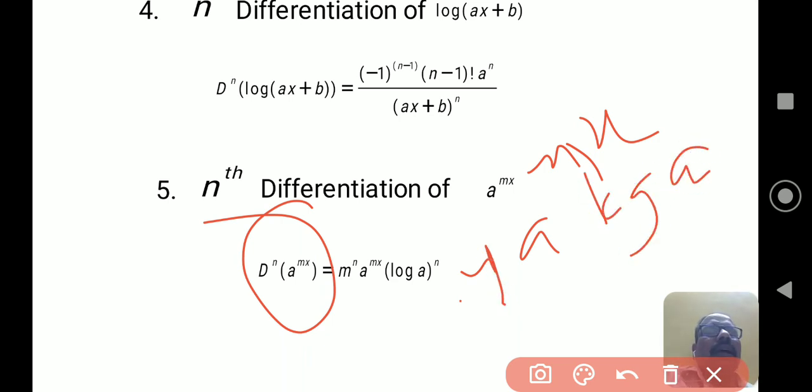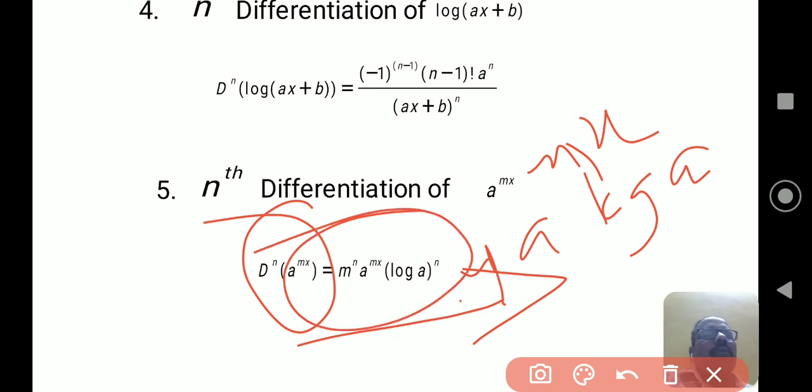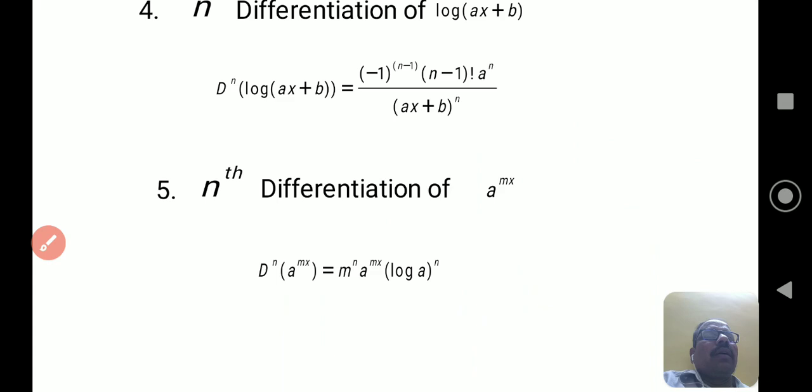We can continue like this for the nth order. The second order derivative is: again m into m becomes m square, a to the power of mx as it is, log a into log a becomes (log a) square. You can continue this process for the nth derivative, and we can write m to the power of n, a to the power of mx, (log a) to the power of n. This is the result we finally get for nth order derivatives.